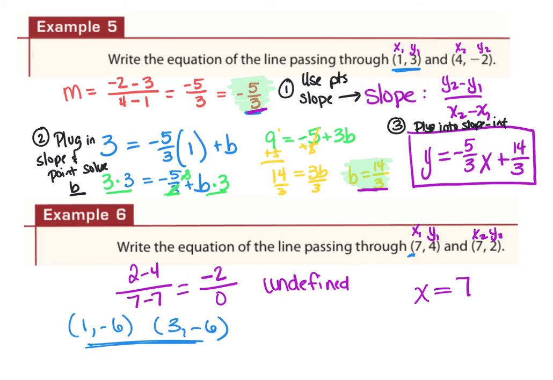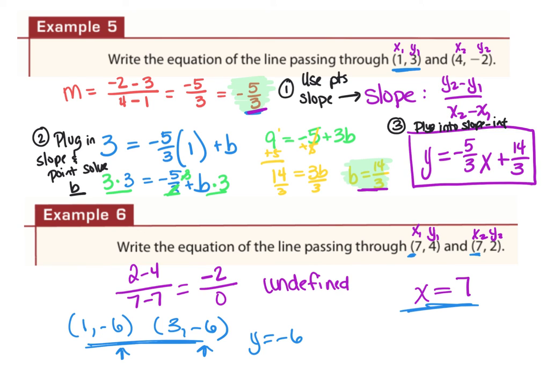If my x's are the same, 7 and 7, my line is going to be x equals 7. If my y's are the same, negative 6, my line is going to look like this, okay? So when you're given 2 points, before you start frantically figuring out slope, just double check and make sure that you don't have a special case.